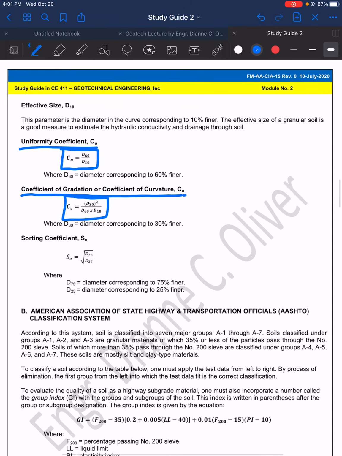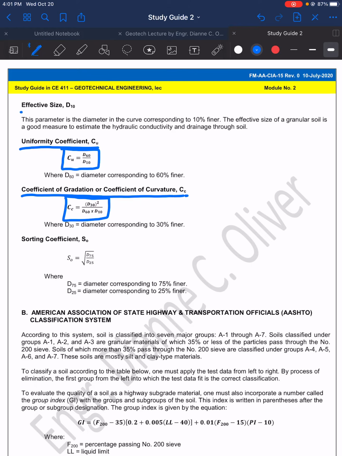Now, take note of this one here. D10 is the effective size. This parameter is the diameter in the curve corresponding to the 10% finer. The effective size of a granular soil is a good measure to estimate the hydraulic conductivity and the drainage through the soil. Okay, so this is the diameter that corresponds to the 10% finer.